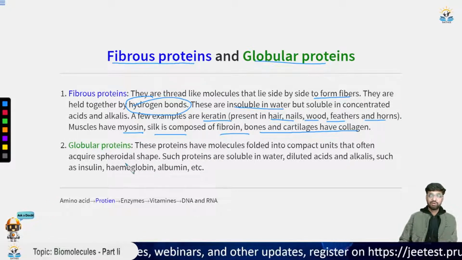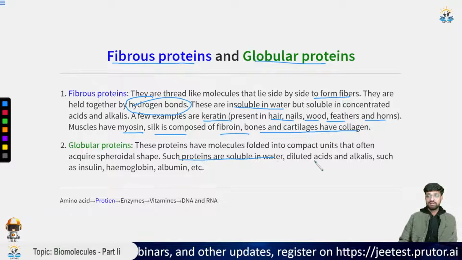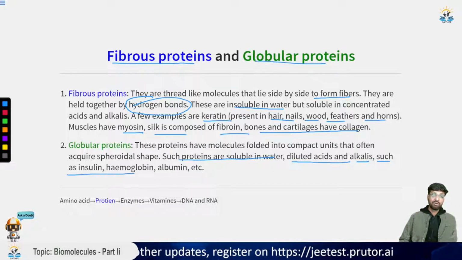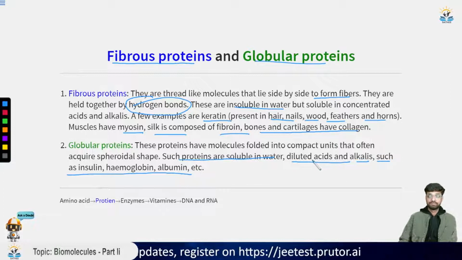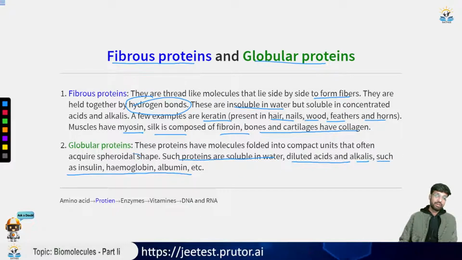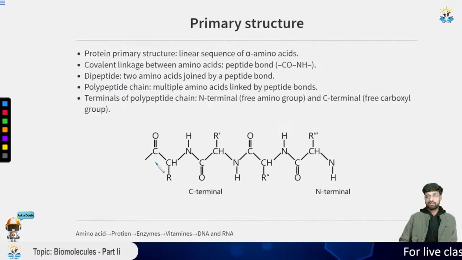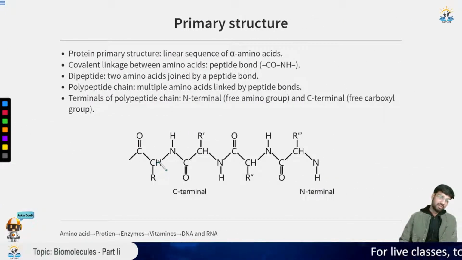Now if we come to globular proteins, they are soluble in water, dilute acids and alkalis, such as insulin, hemoglobin and albumin. They have molecules folded into compact units that acquire a spheroidal shape. Spheroidal shape means spherical in nature. So this is all about fibrous and globular proteins.